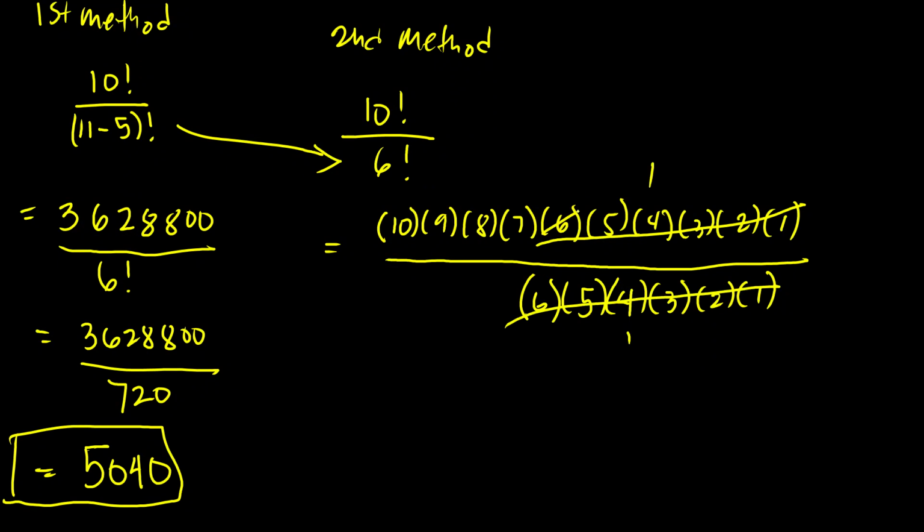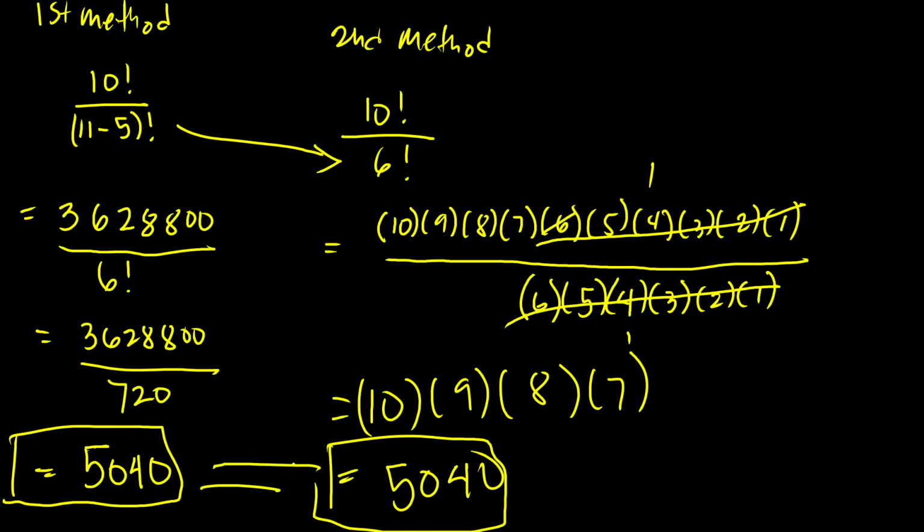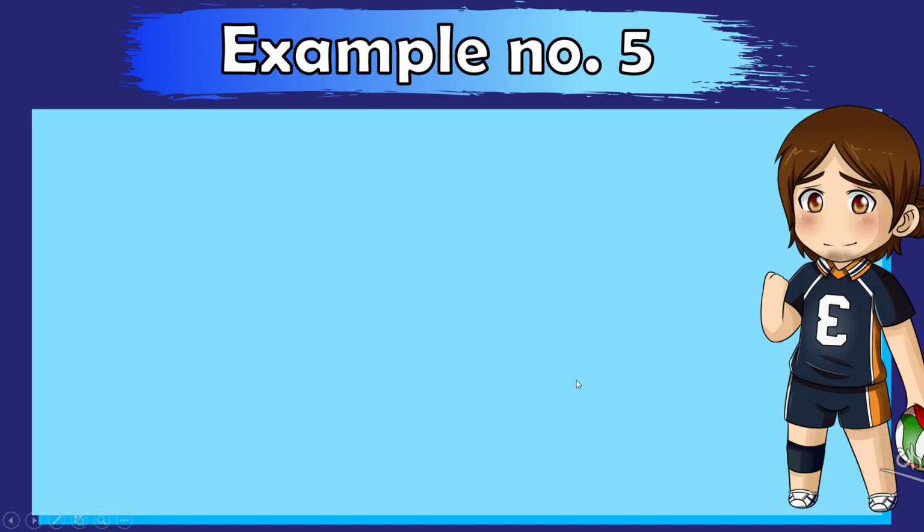So, we can disregard that kasi any number multiplied or divided sa 1 is a number itself. So, ang natira na lang, grade 10, is yung 10 times 9 times 8 times 7. And that is also equal to 5,040. So, our answers are the same. Okay po? Okay, down with the last example.